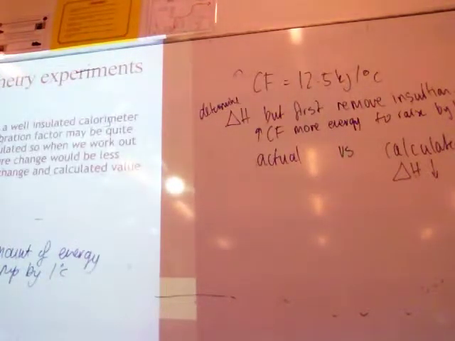On Friday afternoon I wrote these sources of error. They're in the PowerPoint. If we begin with a well-insulated calorimeter, then the calibration factor is quite low, okay? Then it becomes less insulated. So when we work out delta H, the calculated temperature change would be less than the actual because some of the heat is escaping. Some of the heat is actually going away, so you don't pick it up. You don't pick up the heat that's going away because your calorimeter has become less insulated. Just try and think of it like that.